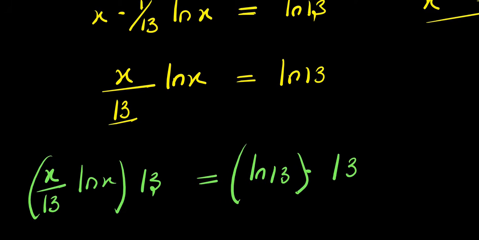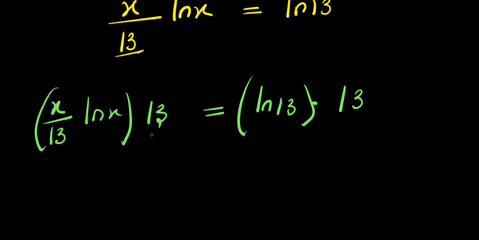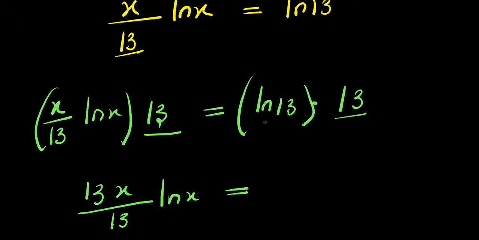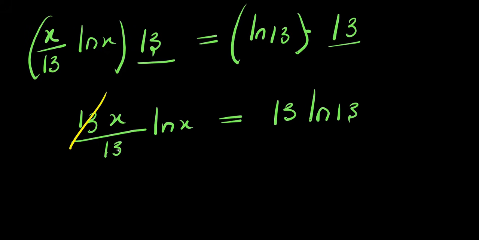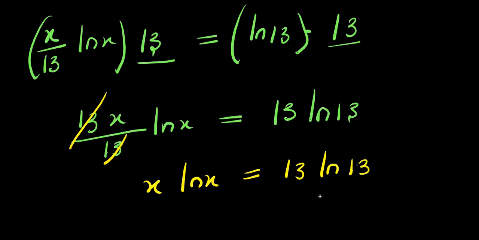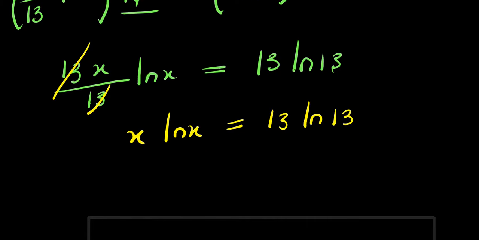So let's multiply this up. That means the 13 here multiplies this, we have 13x divided by 13 times ln x equals 13 multiplies this, we have 13 times ln 13. So from here, 13 cancel 13. We have x ln x equals 13 ln 13. So we can compare right now x and x, 13 and 13. That means our x equals 13.